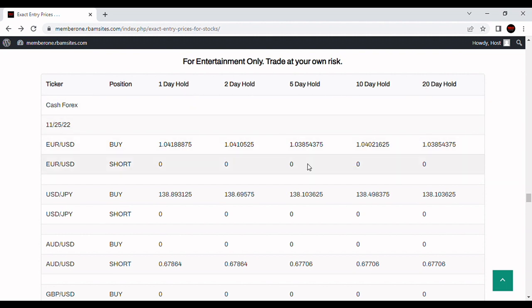1, 2, 5, 10, and 20-day holds. Buys 1.04, 1.04, 1.03, 1.04, and 1.03 across the board for tomorrow, the day after Thanksgiving.